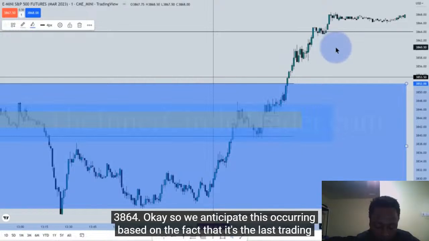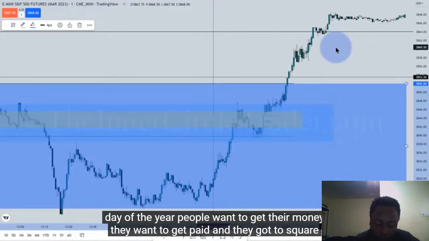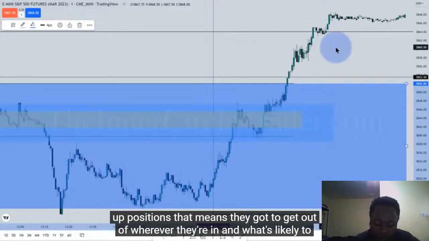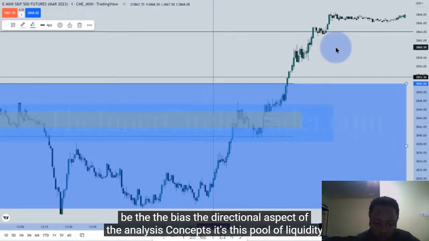Okay, so we anticipate this occurring based on the fact that it's the last trading day of the year. People want to get their money, they want to get paid, and they've got to square up positions. That means they've got to get out of whatever they're in. And what's likely to be the bias, that's the directional aspect of the analysis concepts? It's this pool of liquidity.